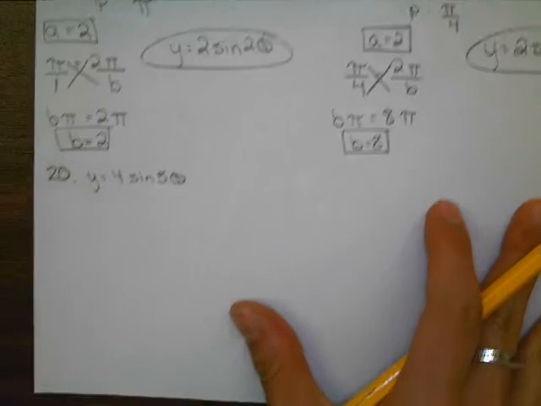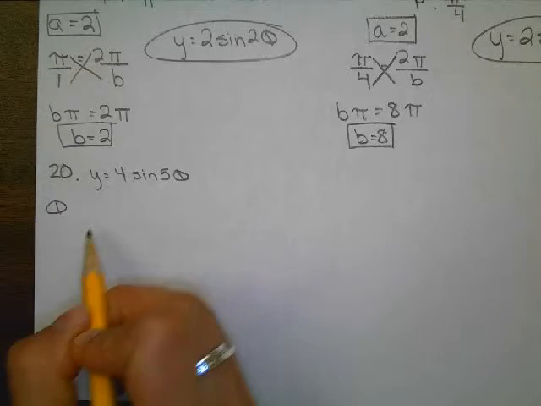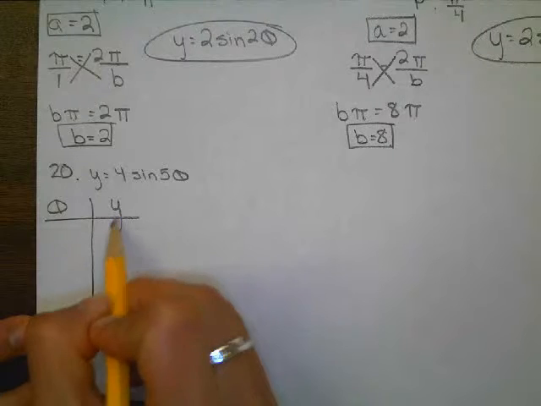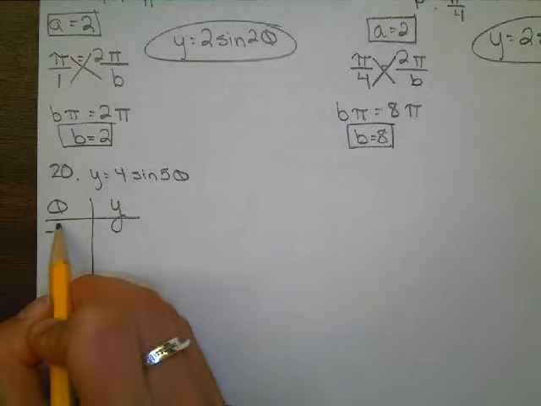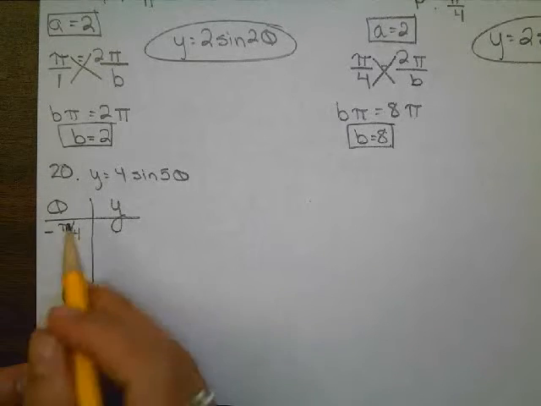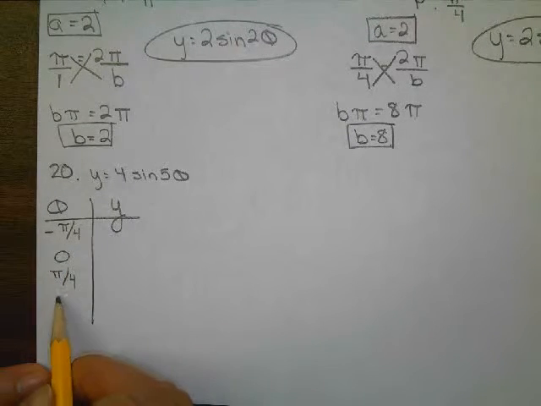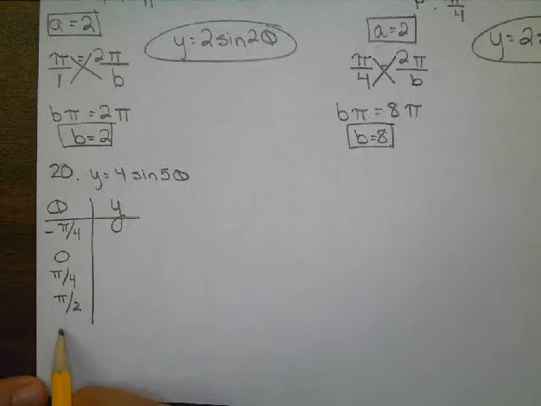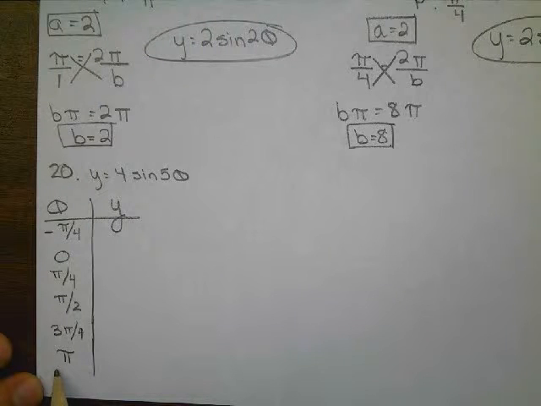Alright, last one is number 20 here. Now number 20, the directions say to sketch one cycle of the graph. So to make a graph, I have to make a table. So I have theta and y, and then I just pick points for theta. Now, I usually go with increments of pi over 4. So I'll do negative pi over 4, 0, pi over 4, 2 pi over 4, which is pi over 2, 3 pi over 4, 4 pi over 4, which is pi. Then let's jump to 6 pi over 4, which is 3 pi over 2.